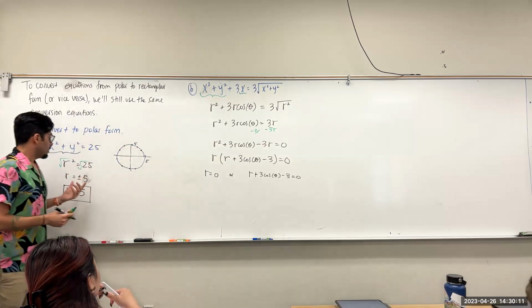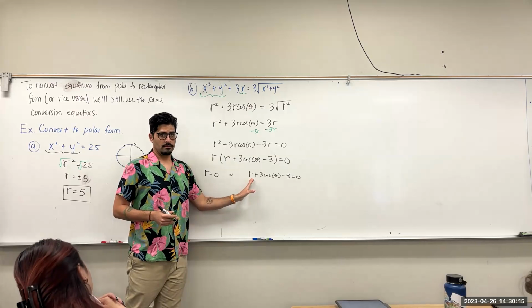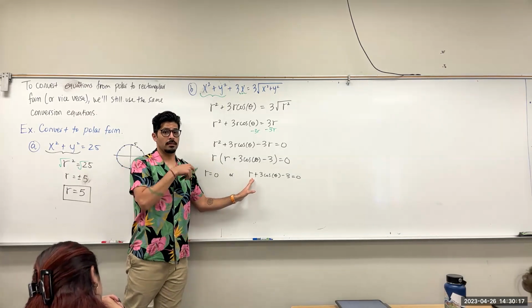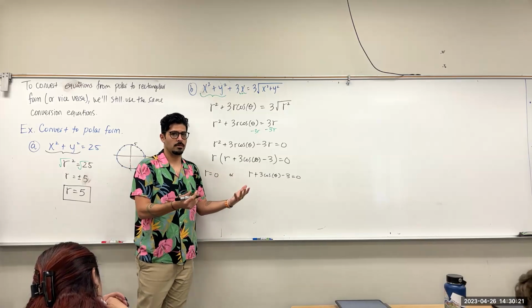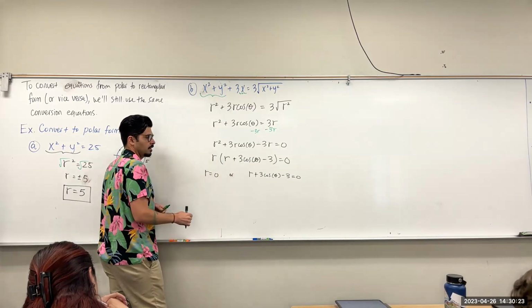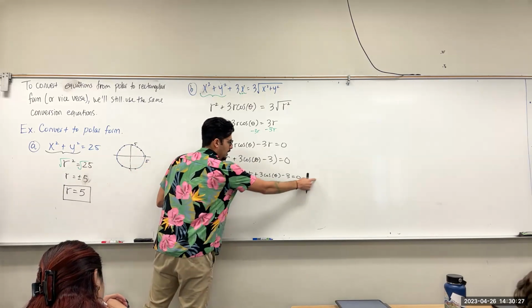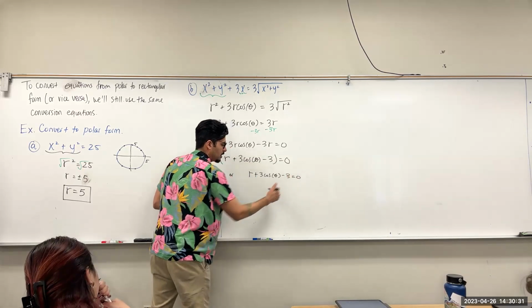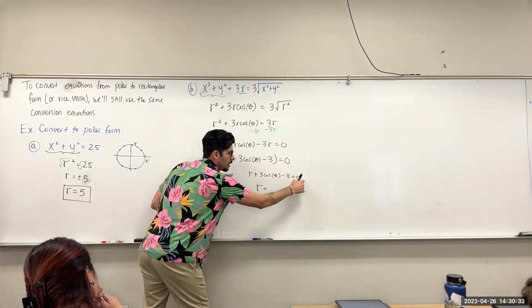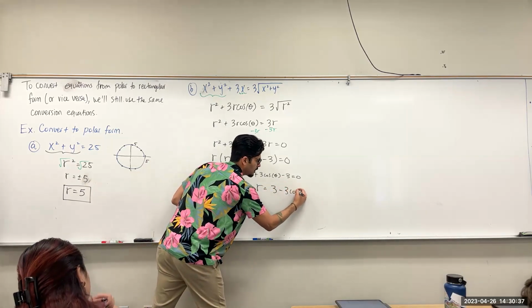Most of the time in these equations, you're going to want to write the r by itself. You'll see on Monday why. So we usually try to isolate r if possible, if it's not too complicated. So how can I get r by itself? Add 3 to both sides, and subtract the 3 cosine theta.